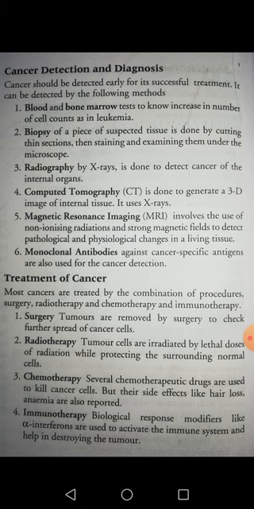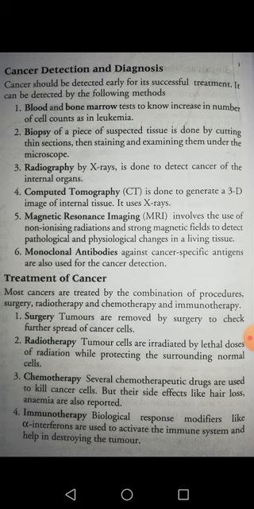तो सबसे पहले बात करते हैं सर्जरी की. In surgery, the tumors are removed by surgery to check further spread of cancer cells. So initially the tissue or the tumor which is suspected of cancer, we are going to remove it from the body, and then after that we are checking whether the tumor is spreading or not. Okay, the second technique is called radiotherapy.